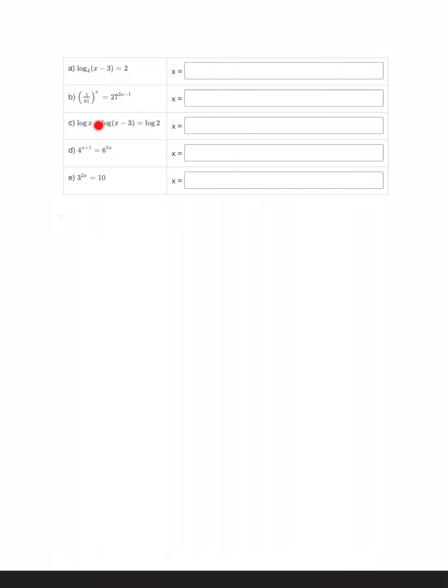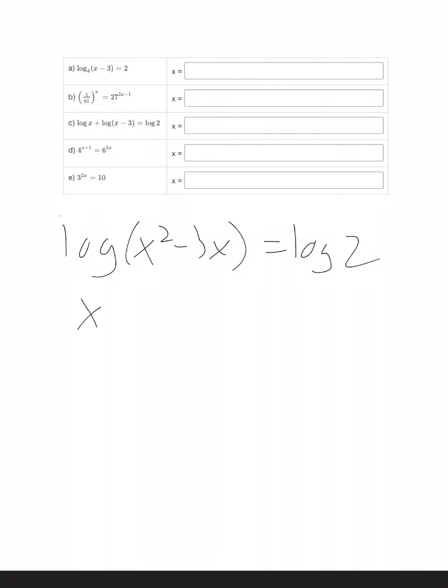And because I have two separate logs being added with the same base, I can turn that into multiplication. So this is going to be log of x squared minus 3x equals log of 2. Now, because these two logarithms are the same, what's inside the logarithms must be the same. And so I just solve that. X squared minus 3x equals 2.